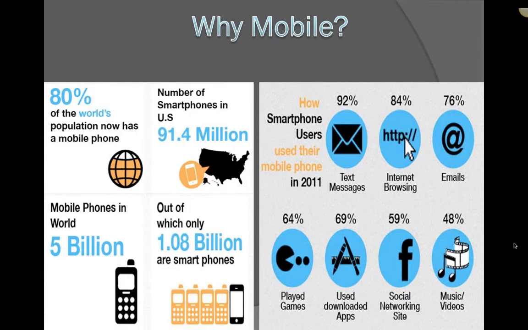So why mobile? Okay, well, why mobile research specifically? These illustrations here, as you can see, 80% of the world's population has a mobile phone. Number of smartphones in the US is 91.4 million. Mobile phones in the world is 5 billion, and out of that, 1.8 billion are smartphones. So, as we all know, people are getting rid of their landlines, but as well, they're starting to move away from their laptop and desktop computers. In the second illustration, then we can see, well, what are they doing on the smartphones?